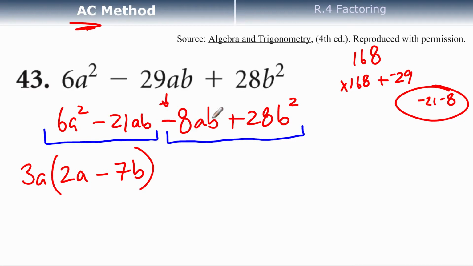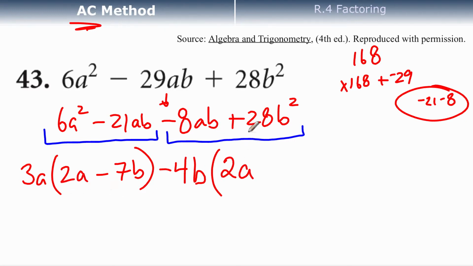Looks like I can take a 2 out; 8 won't work, oh 4. I can divide both of these by 4, so I'm going to divide both of them by a negative 4. Looks like I can take a b out as well, so I'll divide this by negative 4b. That'll give me a positive 2a.